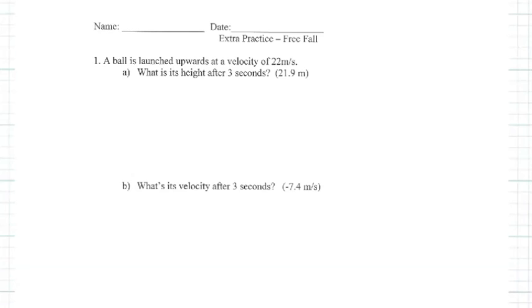So let's get started. We have a ball here launched upwards at a velocity of 22 meters per second. So our initial velocity, VI, is 22 meters per second. And in part A, it's telling us that after 3 seconds has elapsed, so our delta T is 3 seconds, it's asking what is the height. So our displacement, our Y displacement, is what we're trying to find.